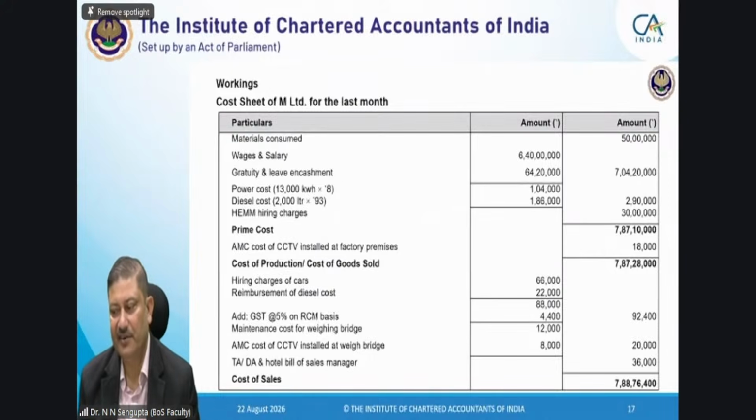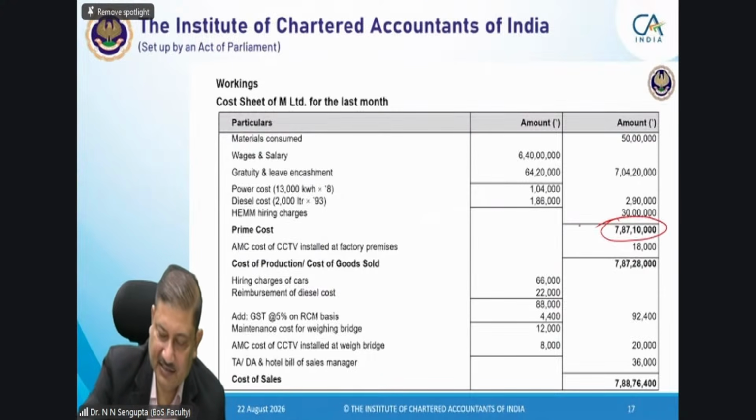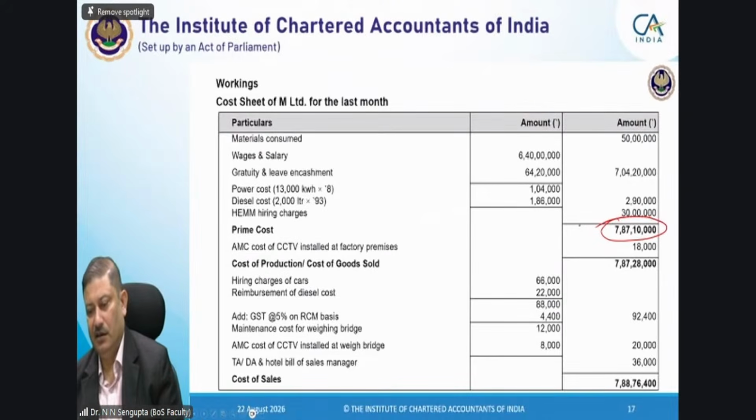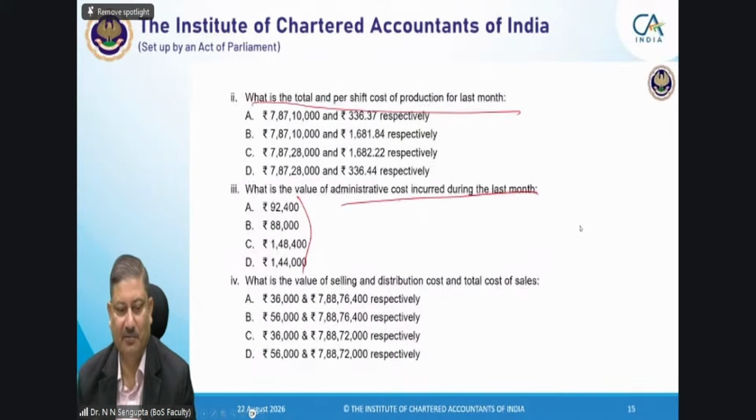Wages and salaries, the word wages is given, so we have taken it as direct cost. Gratuity and leave encashment related to the wages we have taken. Then power cost, diesel cost, and hiring charges we have also calculated and taken under the prime cost. So prime cost is coming 7 crore 87 lakh 10,000. So this is the prime cost.